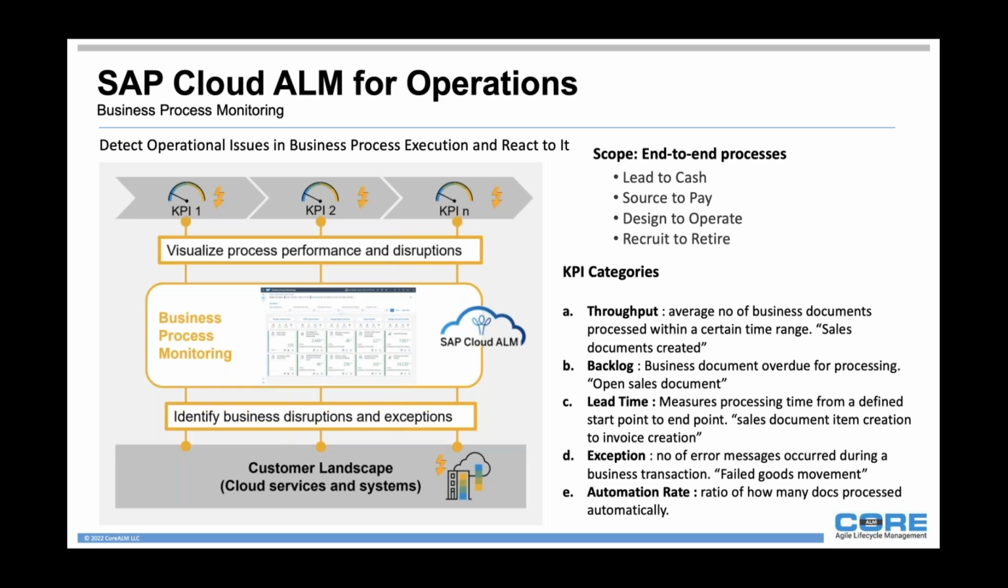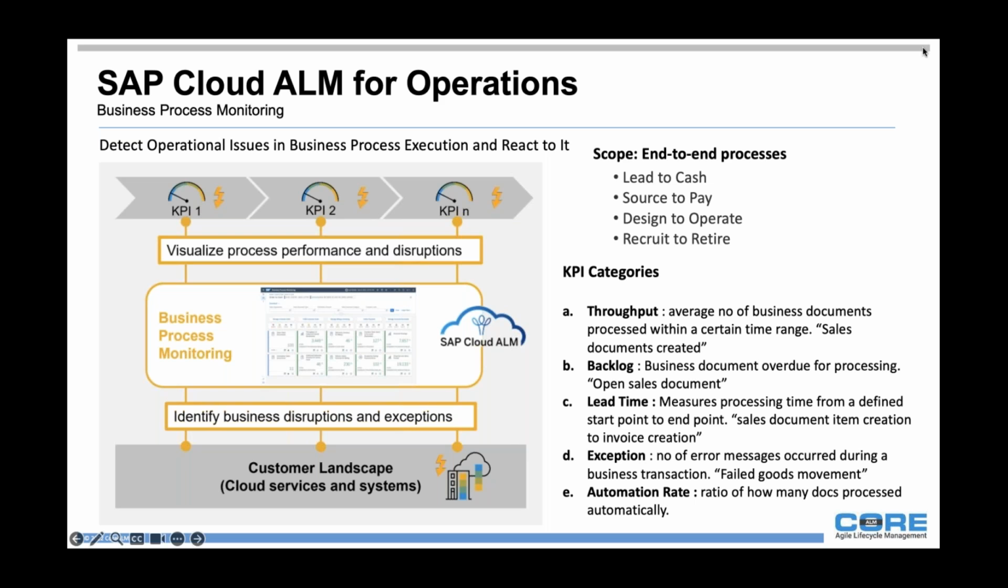Lead to cash is your billing kind of a process that you have. And then you have source to pay, which is your Ariba, where you source and then you purchase, your requisition process, and then pay it through your S4. Design to operate, and then recruit to retire is your HR process. So we predominantly have four categories of KPIs provided by SAP, predefined currently for the BPI area.